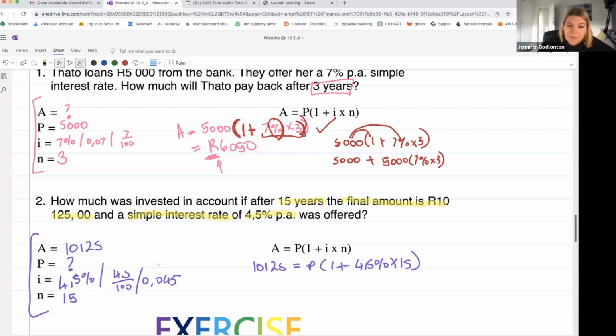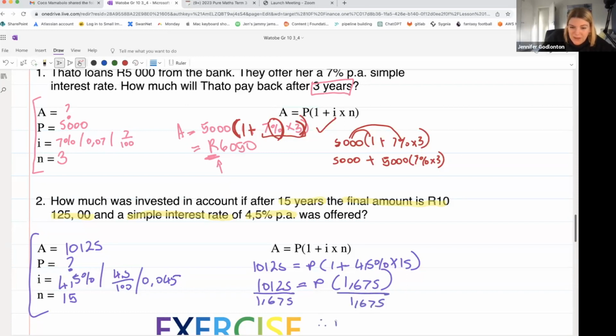Okay, so I'm just going to say 0.045 times 15, which is 0.675. Okay. Can we add that one at the same time? Okay, so it's going to be 1.675. Sorry, guys, my writing is getting so messy. 10125 is equal to P times 1.675. Nice. Okay, where do I go from here? And now we have to divide both sides by 1.675 to leave P alone.